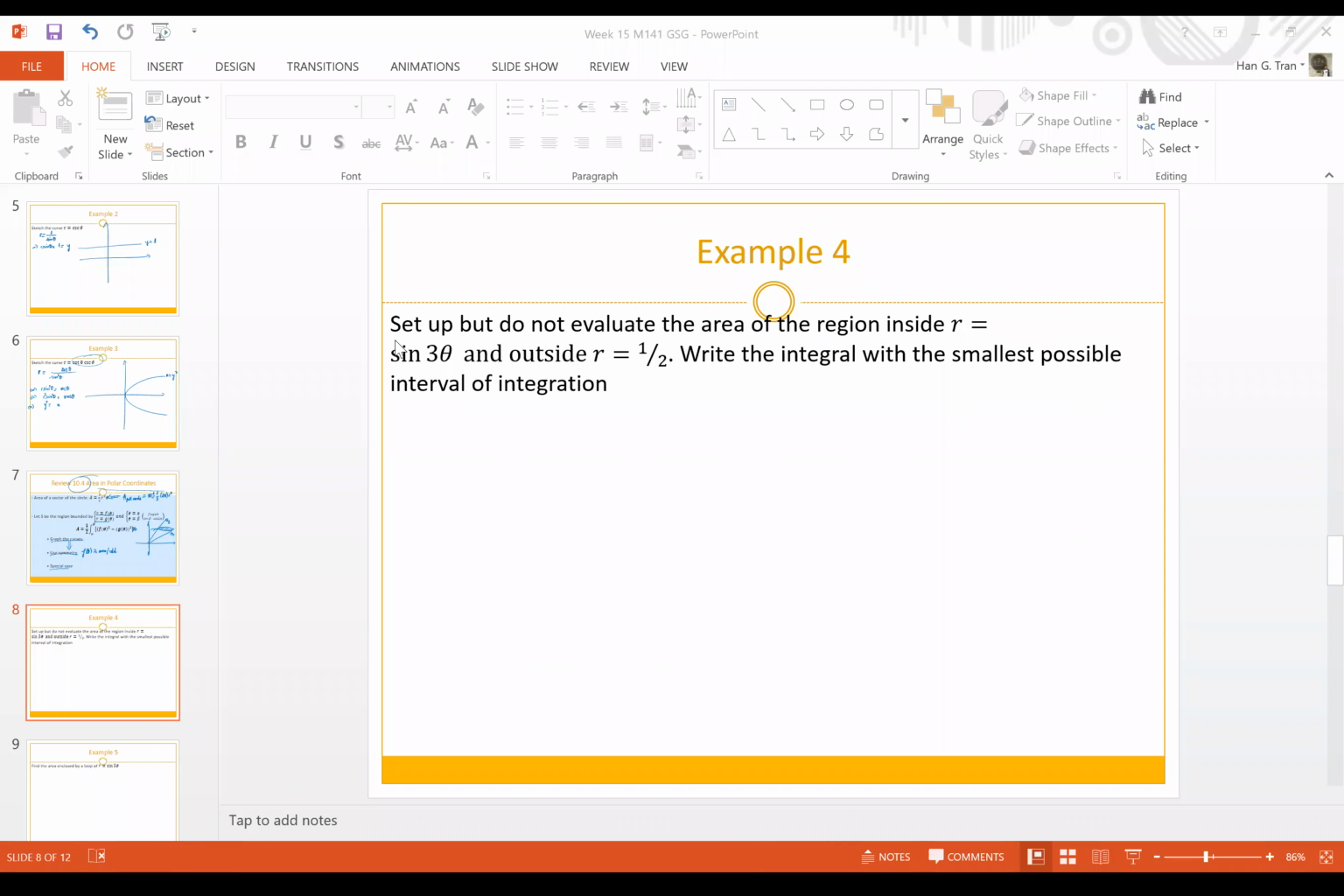So, set up but do not evaluate the area of the region R inside that. Let me draw the two curves before we start doing it. So let's bring the screen there.